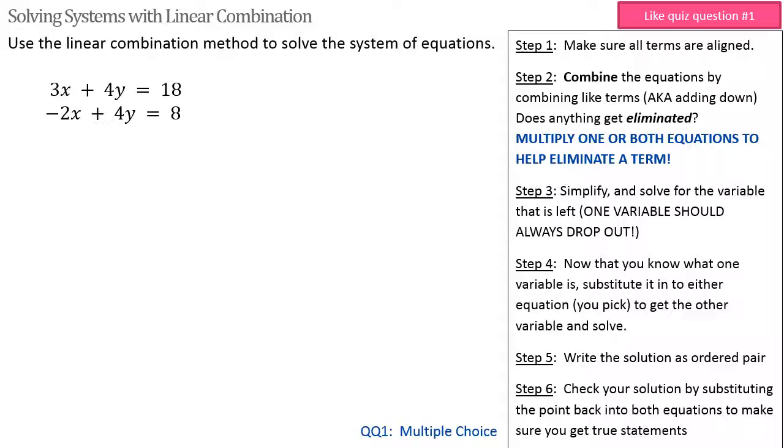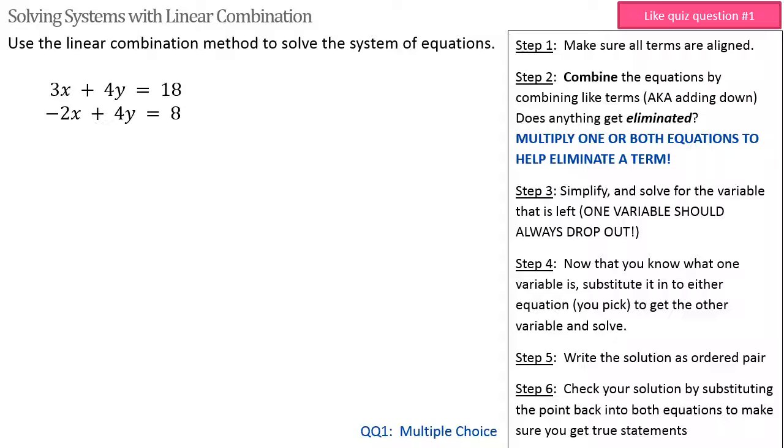In step 2, we want to combine the equations by combining like terms, or adding down, and see, does anything get eliminated? If we try and just add down, nothing's going to get eliminated. What we would get is x plus 8y. The whole goal of linear combination is to eliminate one of the variables. So this tells us that we need to manipulate one of the equations to make it so we can eliminate one of the variables.